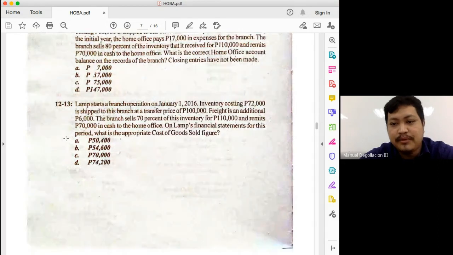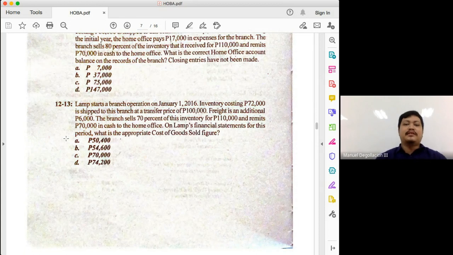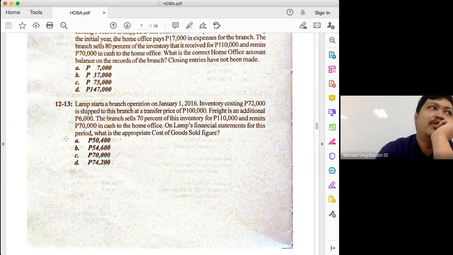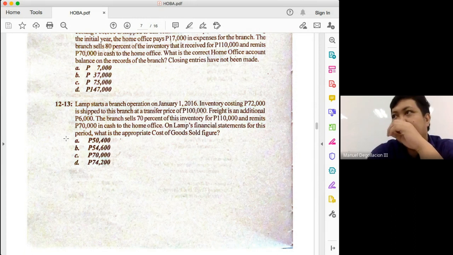Let's proceed to problem 12-13. The question here is on LAMP's financial statements for this period. What is the appropriate cost of goods sold figure? Because LAMP here is the home office. Okay. So we are asked for the balance of the cost of goods sold from whose perspective? From the perspective of the home office. And if the question asks from the perspective of the home office, what does that mean? You're asked to determine the true cost of goods sold.